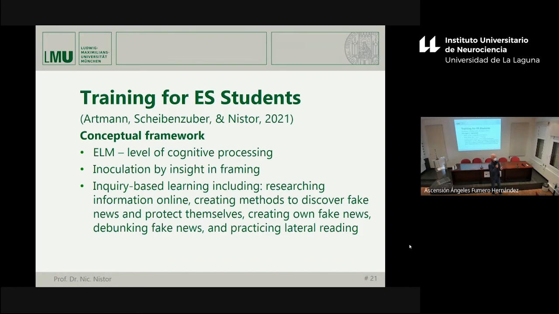And this instructional approach included children looking for information online, creating methods of how to discover fake news and to protect themselves against fake news, creating own fake news. So you see here the connection with framing, debunking fake news, and practicing lateral reading. If you remember at the very beginning, there was a box with various things what you can do if you want to fact check. And lateral reading is a procedure of reading, but not only the news, also related information like who is the author credible, who is the publisher, and so on. So not only what's written in the news, but also what's around it.